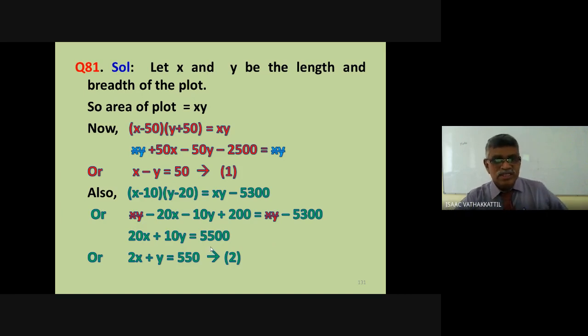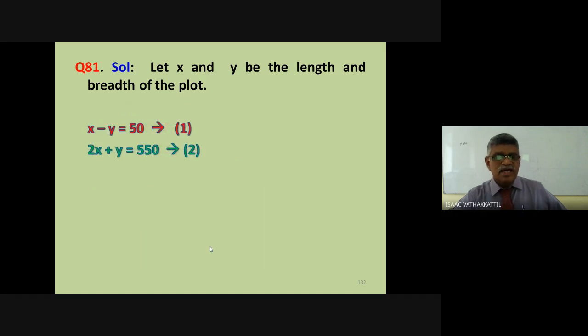So you have two equations, only two unknowns. What are they? x minus y equal to 50, and 2x plus y equal to 550. Of course, if it is to simply solve, add the equations, you get 3x equal to 600 and x equal to 200, but you are asked to solve by matrix method.